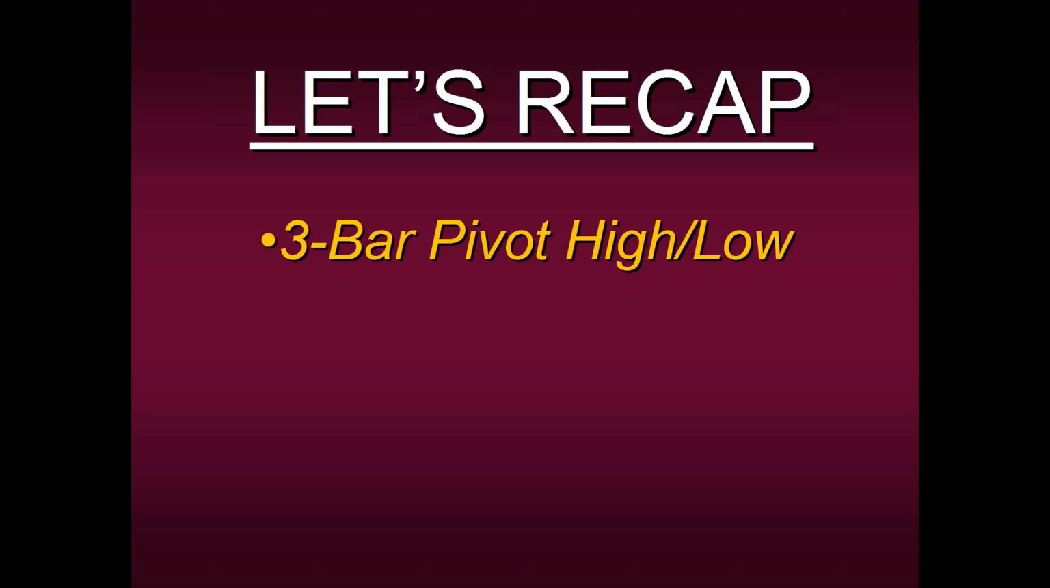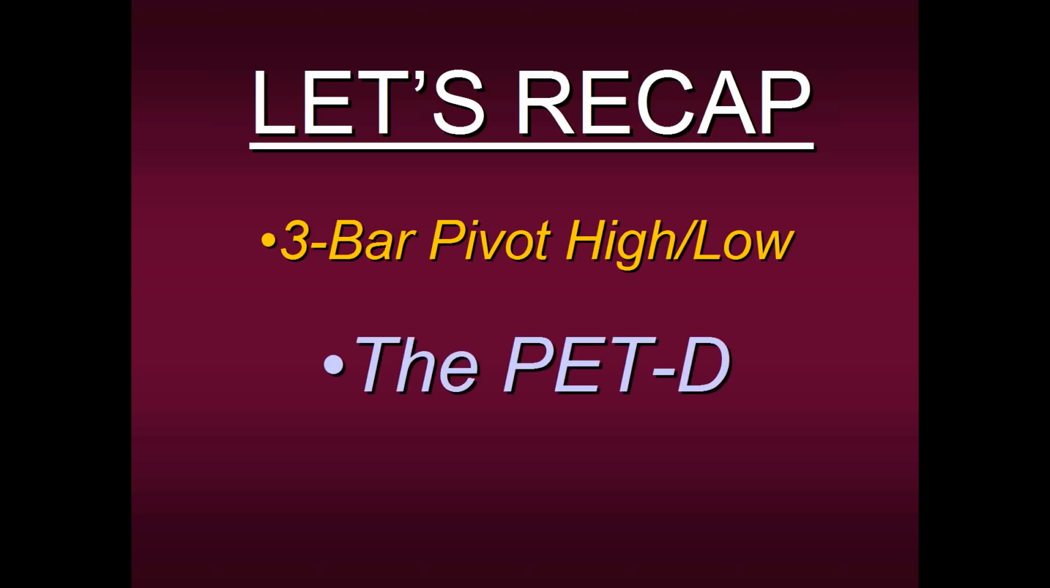So you look for either a 3-bar pivot high or a 3-bar pivot low. Then you apply the PET-D to tell you what direction you should be looking to either buy or sell. Remember, if it's a 3-bar pivot high, if bar 2's range is higher than bar 1 and 3, well then all those 3 bars must be colored green. If it's a 3-bar pivot low and bar number 2's extreme low is lower than bar number 1 or 3, well then all those 3 bars must be colored red.